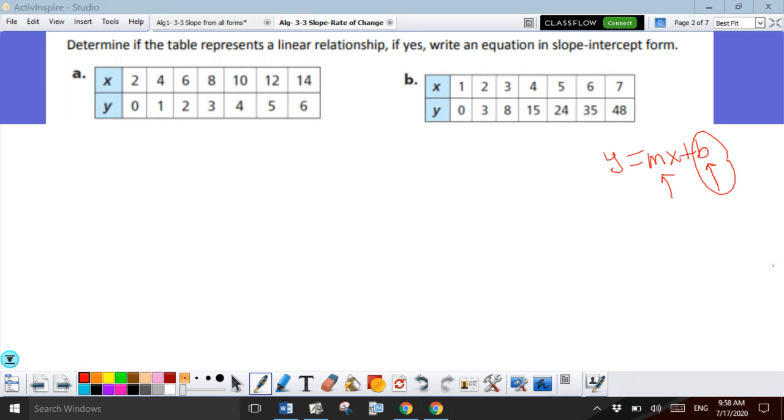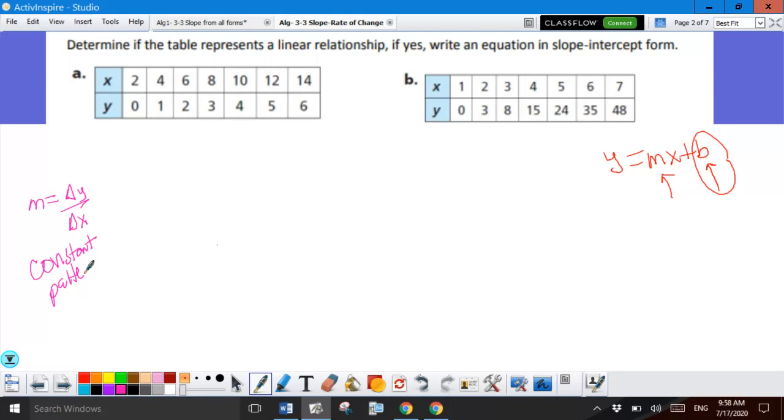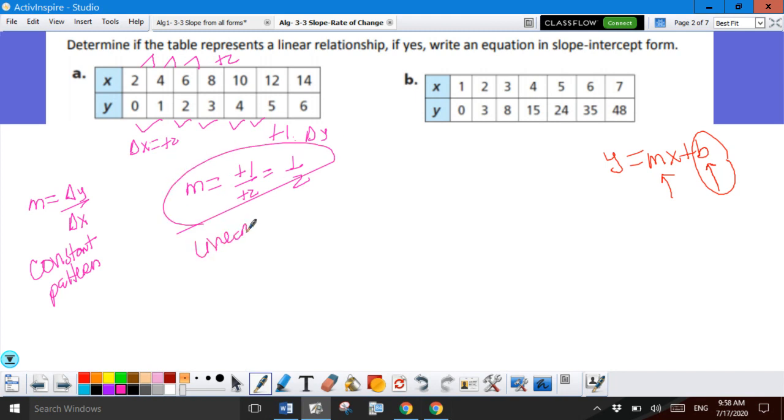All right, let's see how we did here. So if we remember from yesterday, slope was the change of y over the change of x, which meant we were looking for constant patterns. Okay, constant patterns. So if I take a look at this top, I see that all of these are plus 2. So I know that my change of x is plus 2. And if we take a look at the y's, I see that all of these are plus 1. So the change of y is plus 1. So this one is linear, and the slope is a positive 1 over a positive 2, which is really just 1/2. So that one is definitely linear.